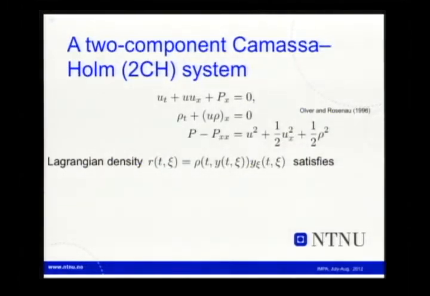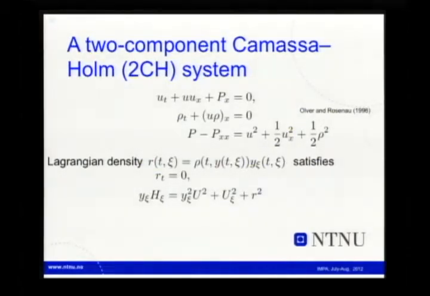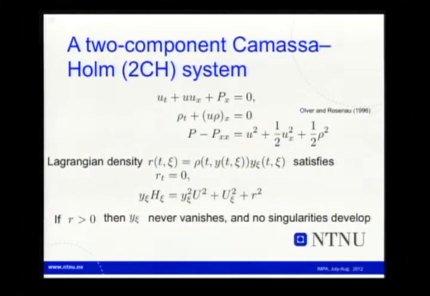So if you introduce the Lagrangian density, which is rho times y sub xi, it will satisfy this relation, and in addition, what we had before, which was a conserved relationship between the quantities, is now just amended with this r squared. But we get one important consequence of this, namely, if r starts by being positive, then this guy will never vanish, so no singularities will develop.